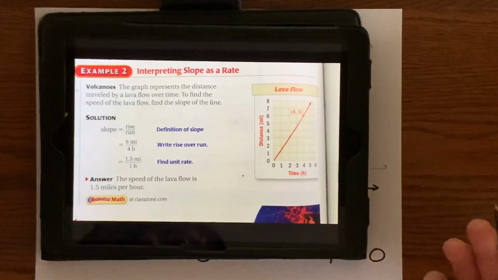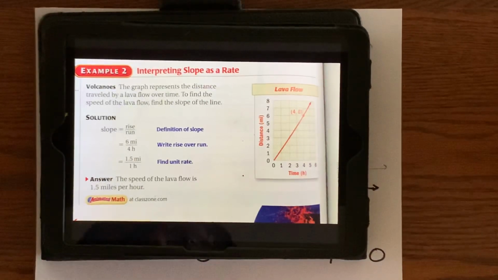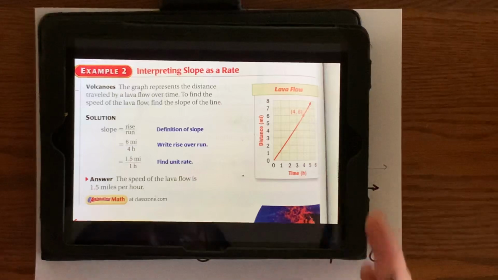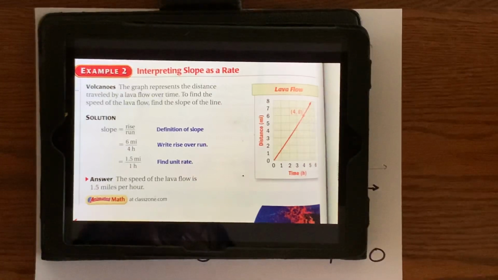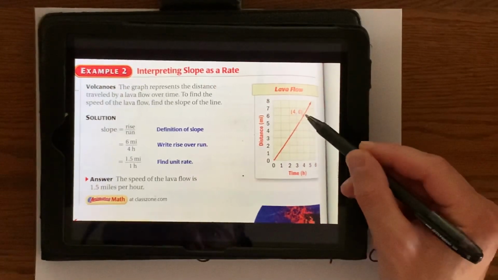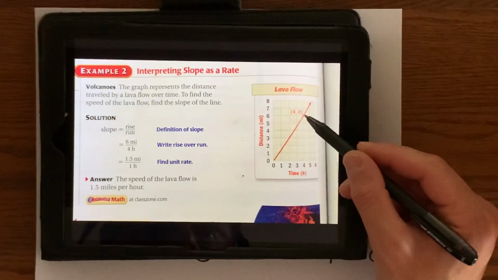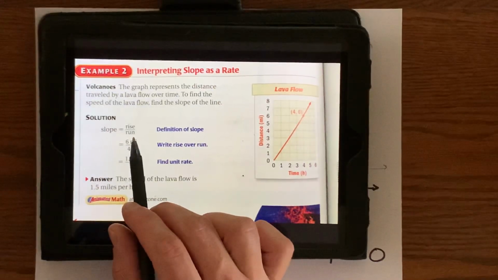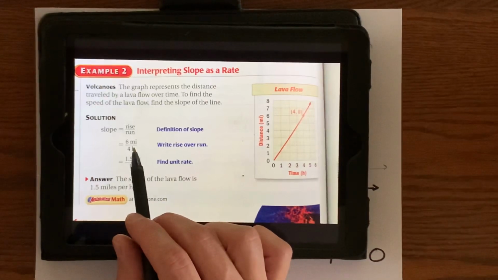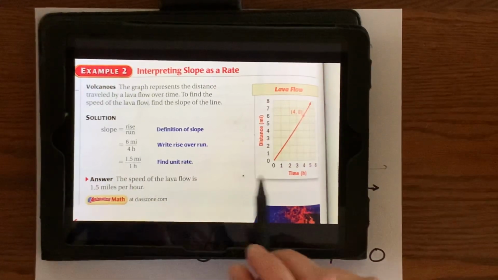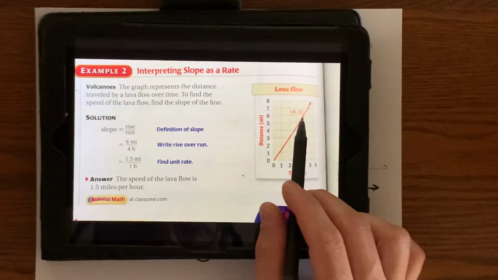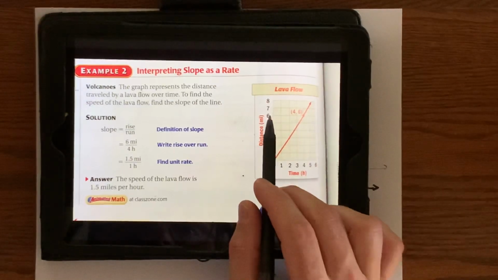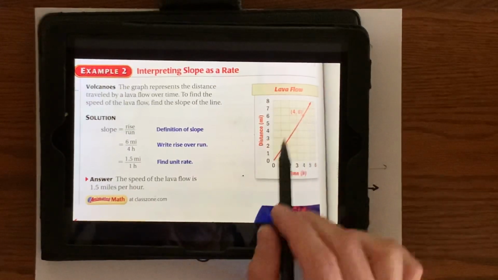So volcanoes is going to be our category for today. And the graph represents the distance traveled by a lava flow over time. And to find the speed of the lava flow, you find the slope of the line. So here's our first point, 4, 6. And so our slope is rise over run. And so it's going to go 6 up, and then 4 across.